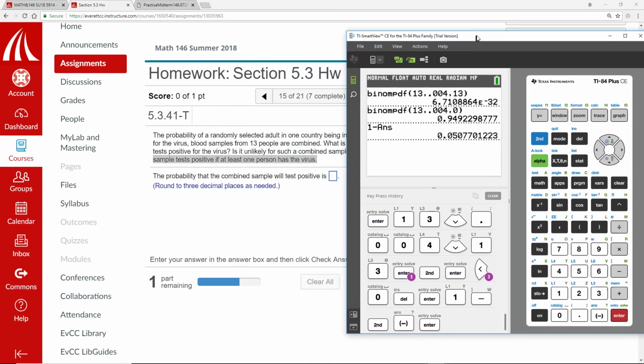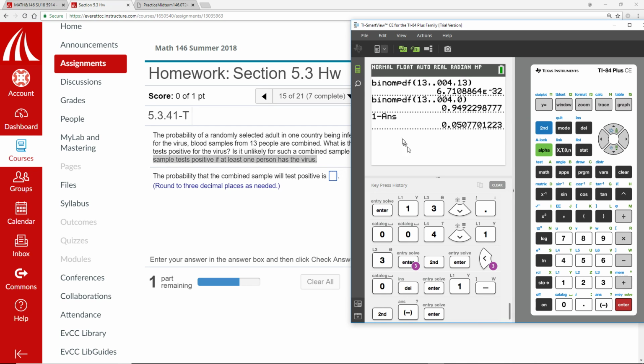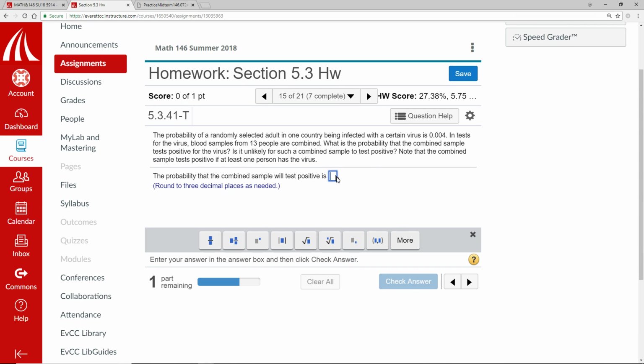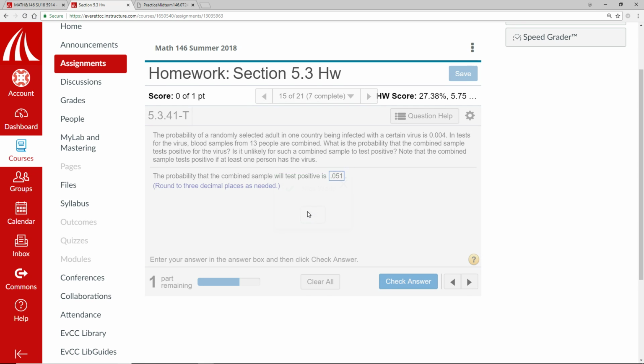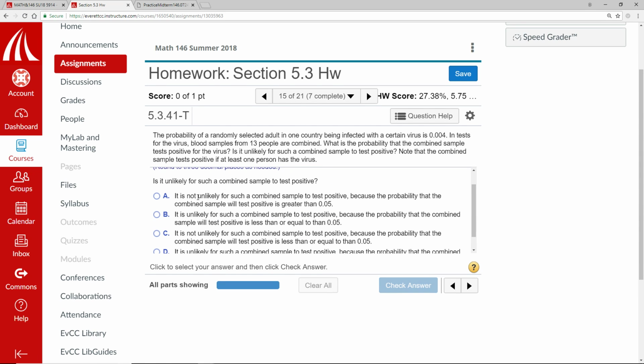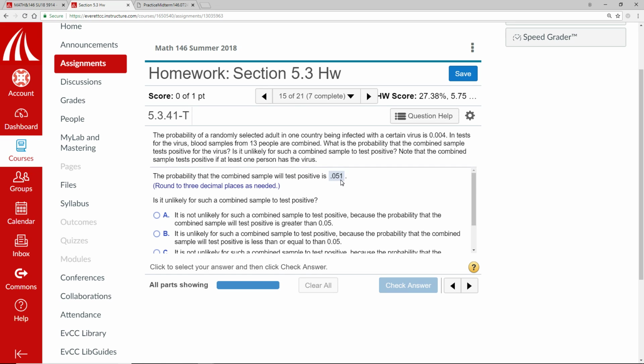And so what I did was, instead of doing the probability of exactly 1, exactly 2, exactly 3, exactly 4, exactly 5, exactly 6, all the way up to exactly 13, and adding them all, I did the probability of exactly 0, got 0.949, and then subtract that from 1, because all the probabilities should total 1, and we should be 0.051. That is what we got for that. And now it is greater than 5%.